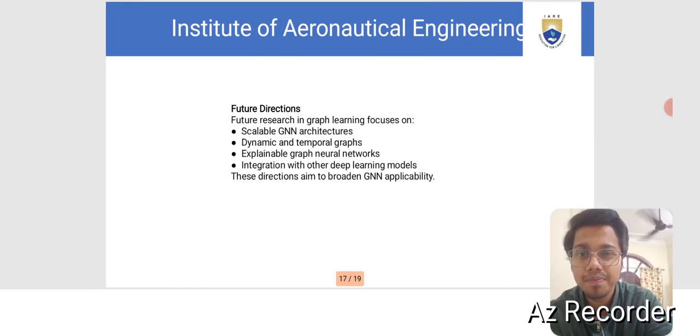Future scope. Future research in graph learning focuses on scalable GNN architectures, dynamic and temporal graphs, explainable graph neural networks, and integration with other deep learning models. This direction aims to broaden GNN applicability.